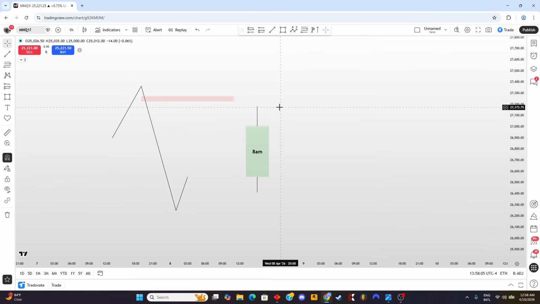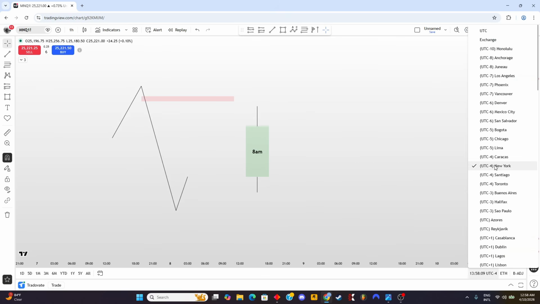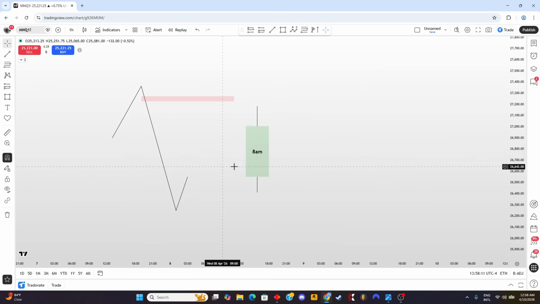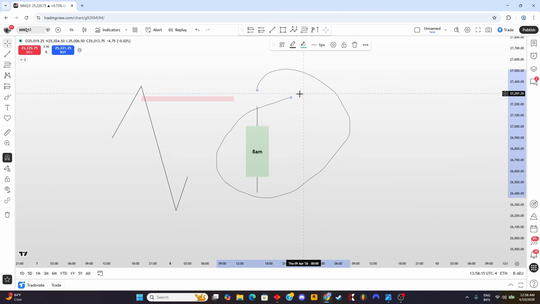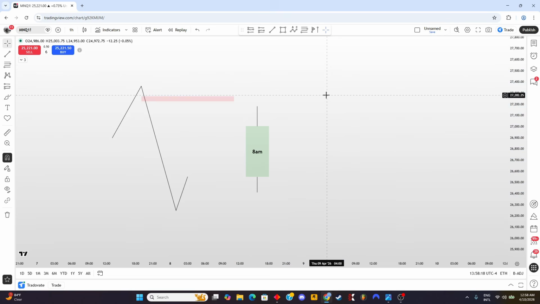What you want to do is go onto the hourly time frame and also make sure your time zone is set to New York. Now, on the 1 hour time frame, there's going to be one candle that forms, and that candle is going to print you so much money, bro. So when the 8 a.m. candle closes, what you want to simply do is mark out the high and the low of that 8 a.m. candle. That is step number one.